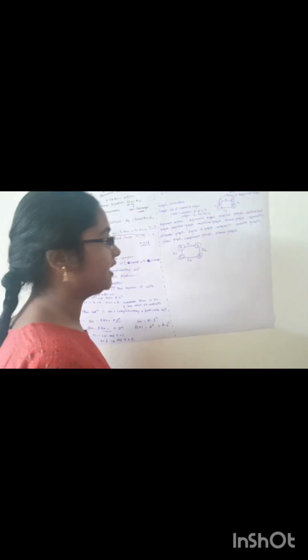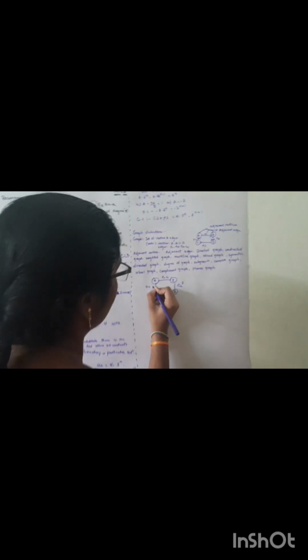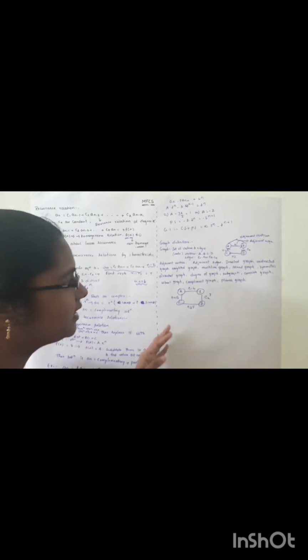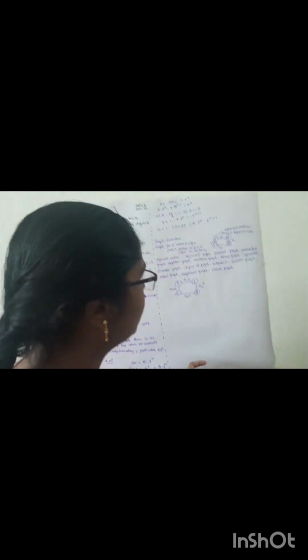Next, weighted graph. A graph whose edges are weighted is said to be the weighted graph. That means if some weights are located on the edges of the graph, then it is said to be the weighted graph. Here 4 is the weight of the edge between A and B. So this is said to be the weighted graph.